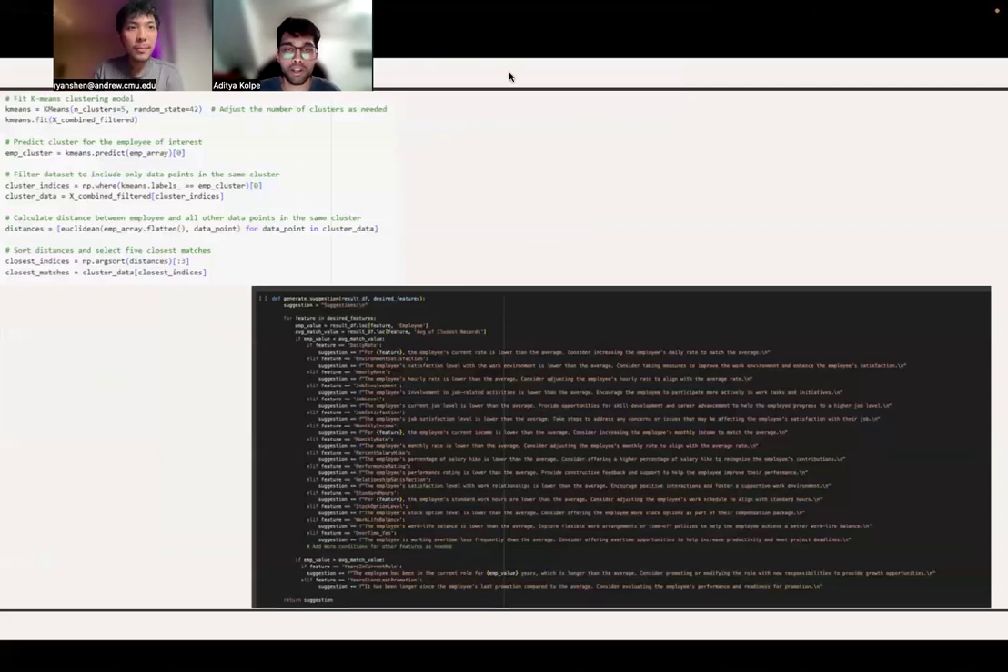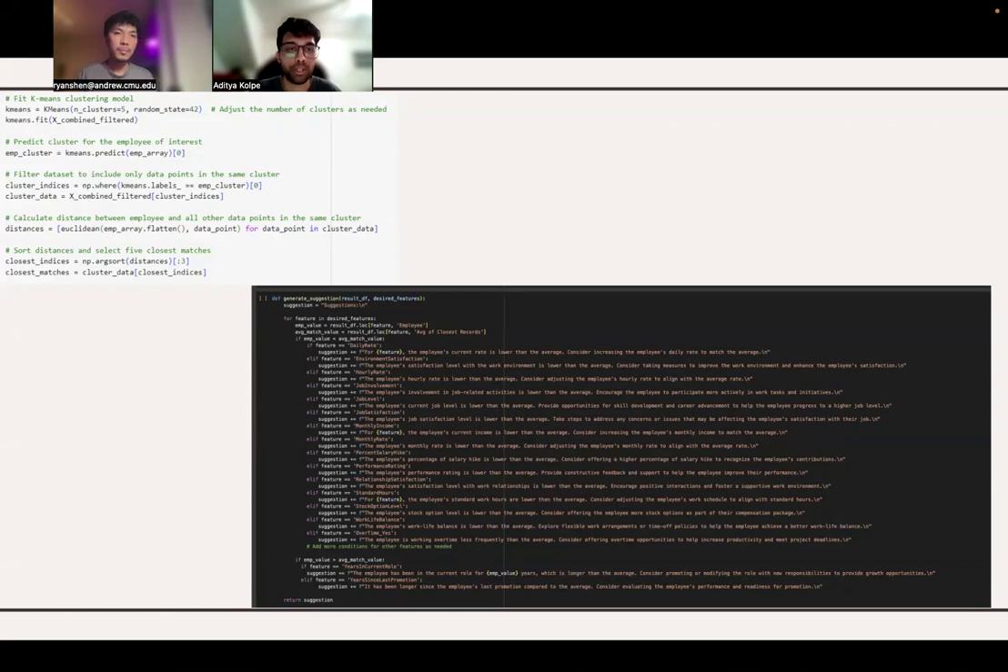Sure. So coming to the intervention part of this problem statement, our model not only classifies whether an employee is going to quit or not, but also aims at identifying the underlying reasons why the employee might be quitting. We do this by comparing the features of the employee who's going to quit to the employees who did not quit. We'll try to find the closest match between these employees. So we do this by using k-means clustering.